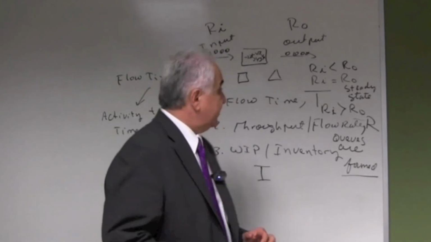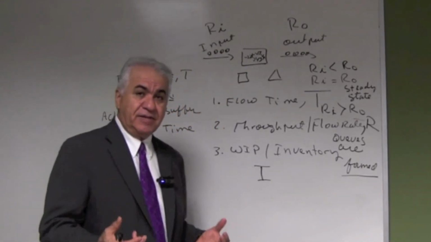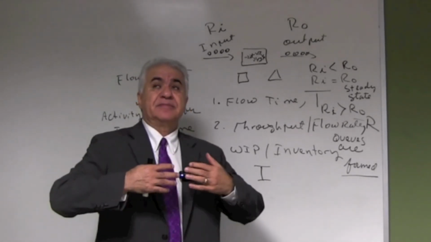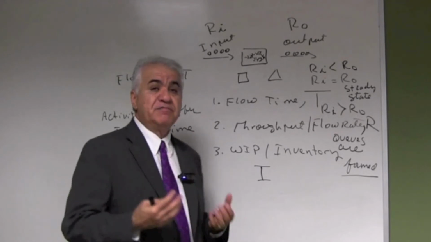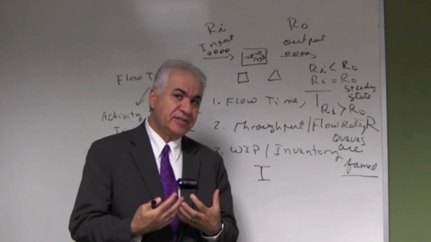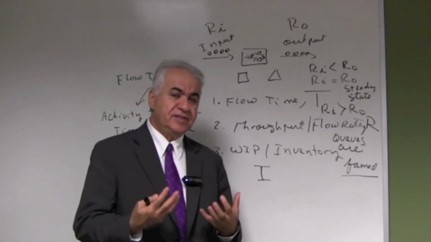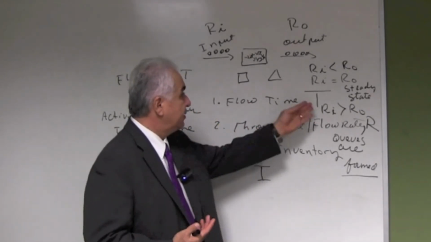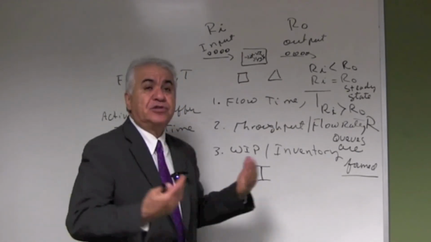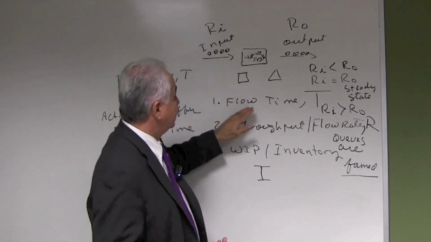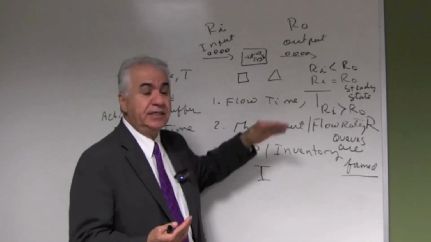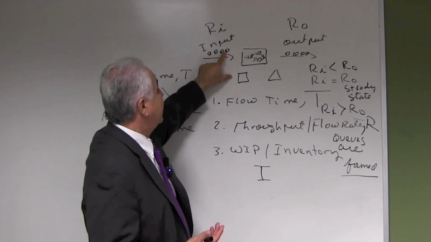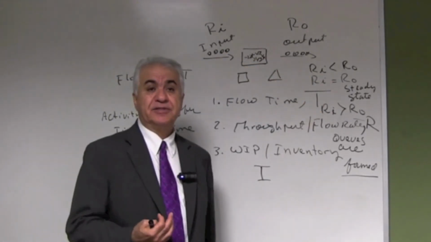So let's recap that. As a method of measuring how our process is performing, there are three process measures we have to take into account. One is the flow time, T. What is the total time of flow? What is flow time, T? That is, what is the total time it takes for a flow unit to go through the process, to be transformed?